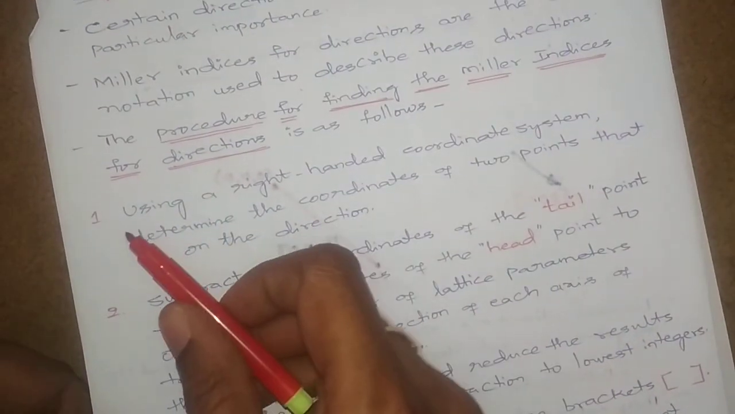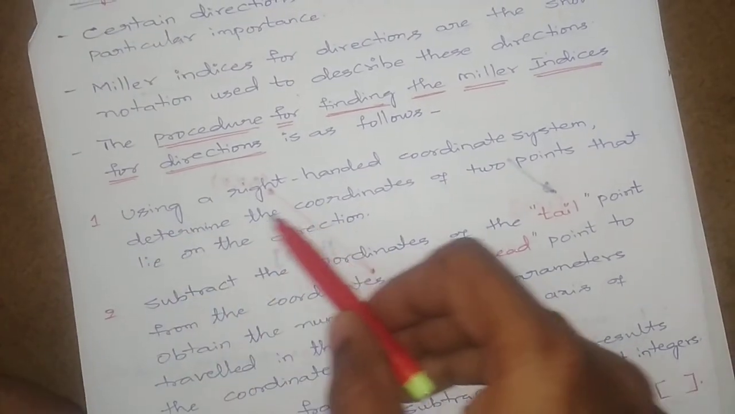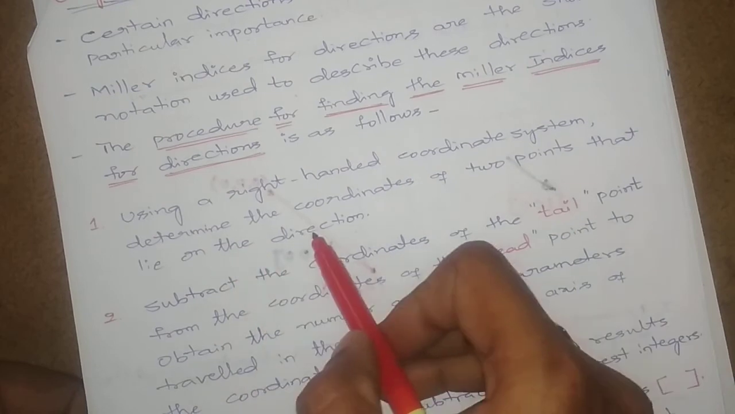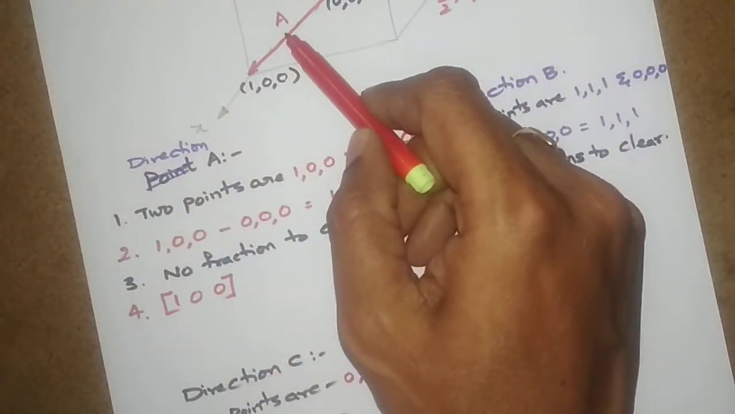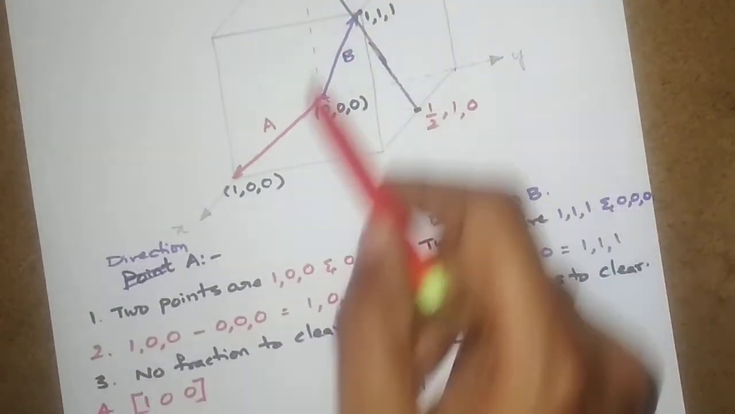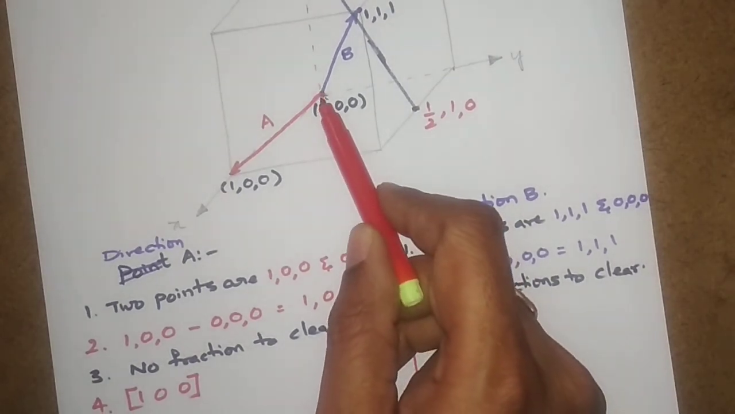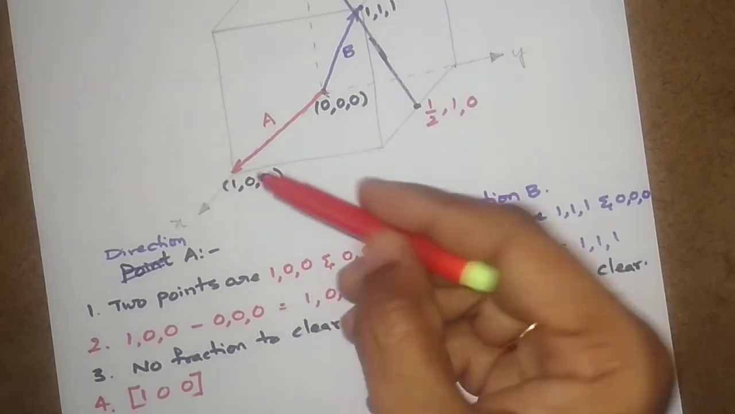Let us see the procedure once again. The procedure for finding Miller indices for a direction is like this. Using a right hand coordinate system, determine the coordinates of 2 points that lie on the direction. We have taken 3 examples: direction A, direction B, direction C. In the first step we have identified the coordinates of the 2 points, the coordinates of the tail point and the coordinates of the head point.